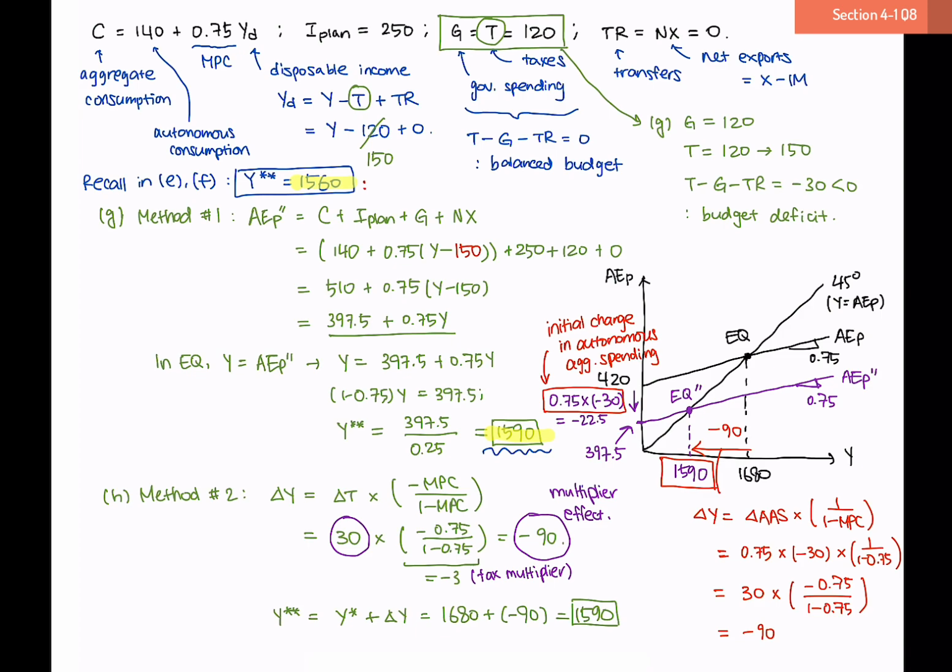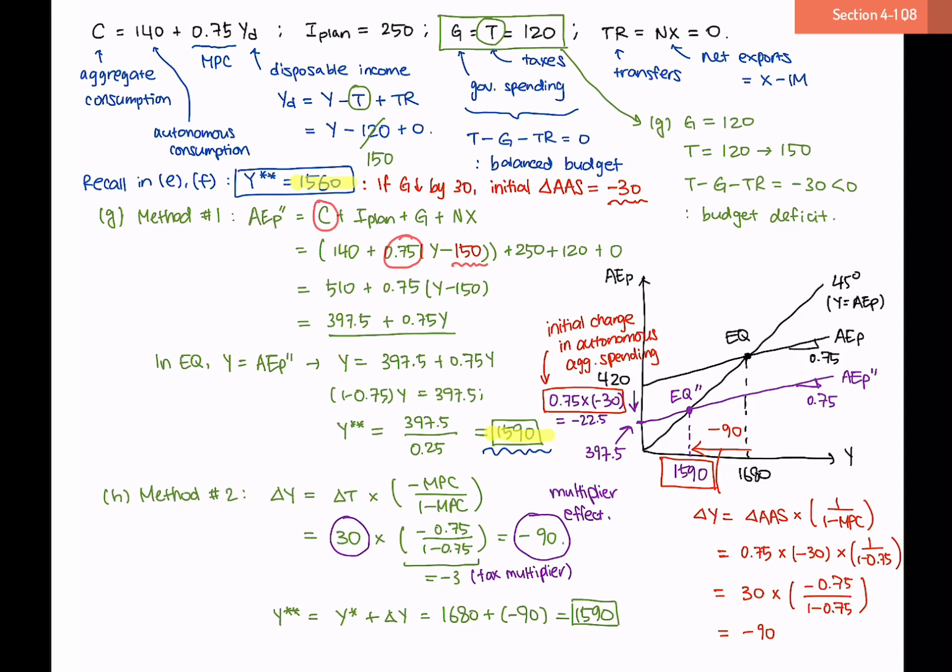If government spending falls by 30, then your initial change in autonomous aggregate spending is negative 30. In other words, your planned aggregate expenditures fall by 30 immediately once the government decreases their government spending by 30. On the other hand, if the government raises taxes by 30, it initially affects the disposable income. People see relatively less disposable income. They decrease their consumption, but only by the MPC of it, because people don't consume all of their disposable income.